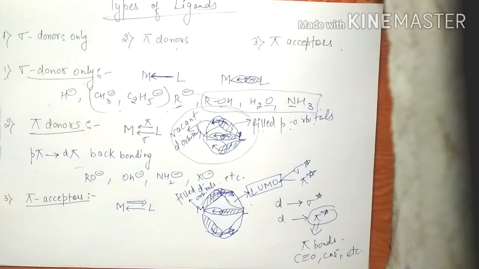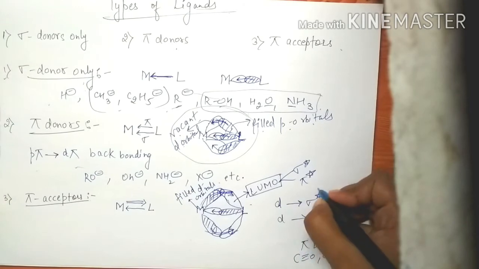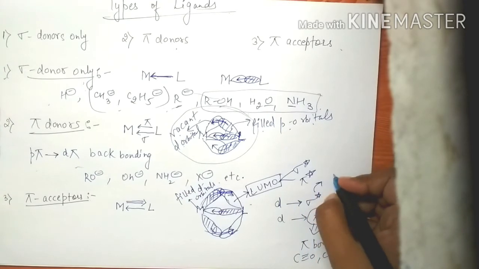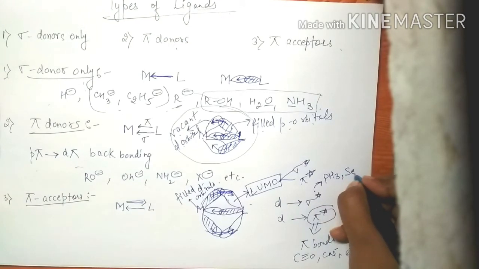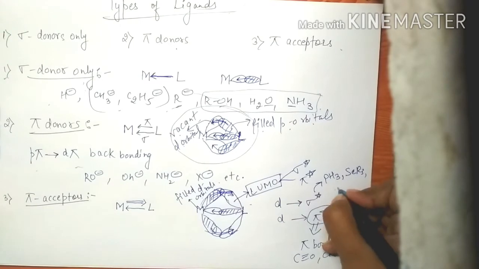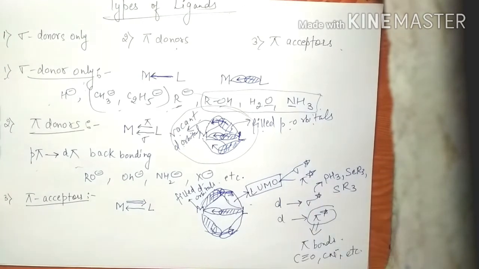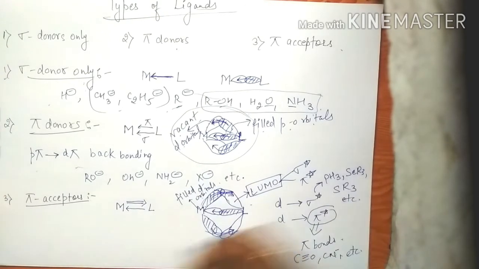Okay, and for d to sigma star donation, examples could be the third period ligands, for example PH3, phosphorus, selenium, sulfur also, SR3, like that. Okay, third period ligands. So this is all about the pi acceptor ligands.